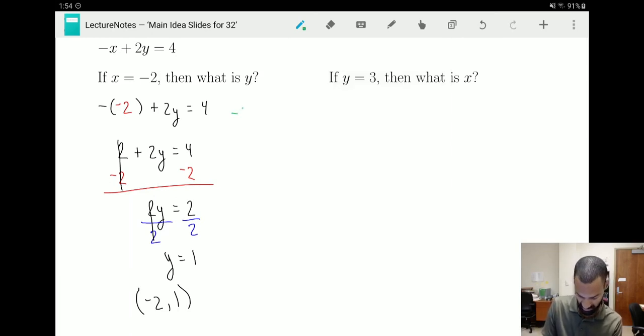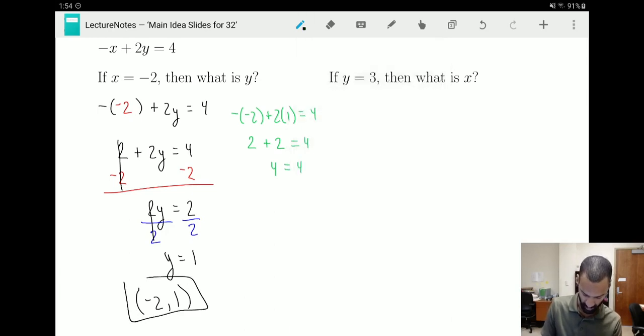If you plug in negative 2 for x and you plug in 1 for y, I should get a true equation. So negative negative 2 is a positive 2 plus 2 times 1 is 2 equals 4. 2 plus 2 is 4. It turns out that 4 equals 4, right? So yeah, negative 2 comma 1 is the ordered pair that results from choosing x to be negative 2.